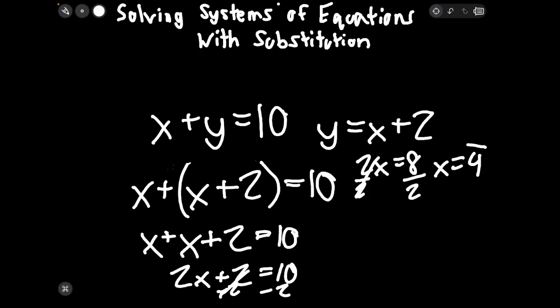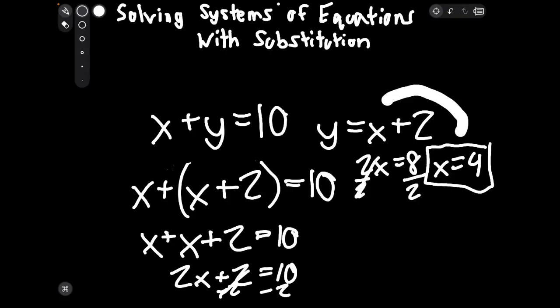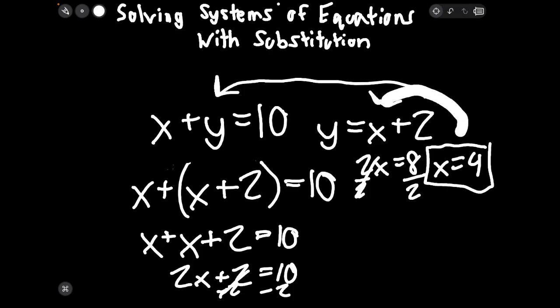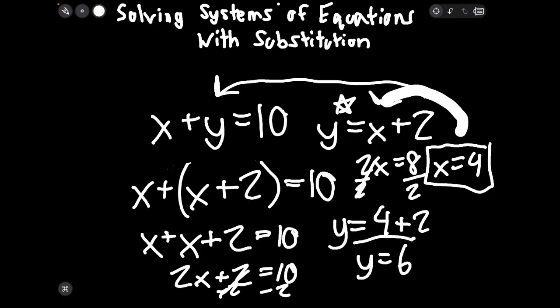And then to find y, we could just plug in x equals 4 into one of the equations. I'm going to use y equals x plus 2 since y is already by itself. So then we get y equals 4 plus 2, and then that's just y equals 6. And those are our answers. And then as a point, this would just be (4, 6).